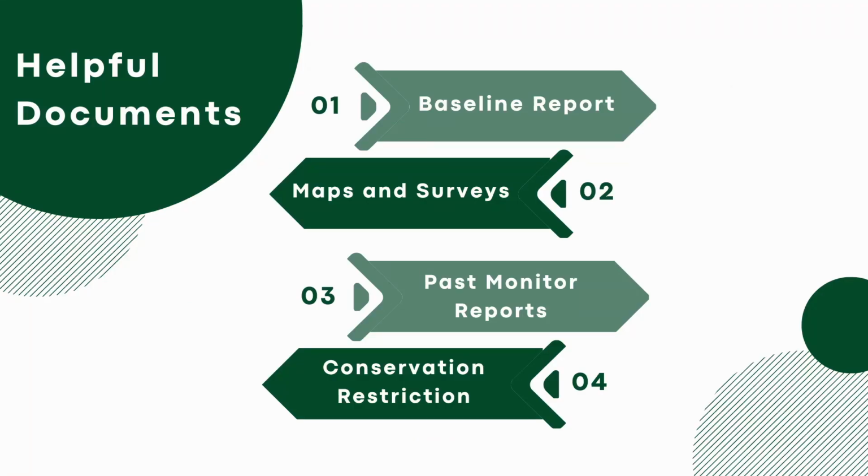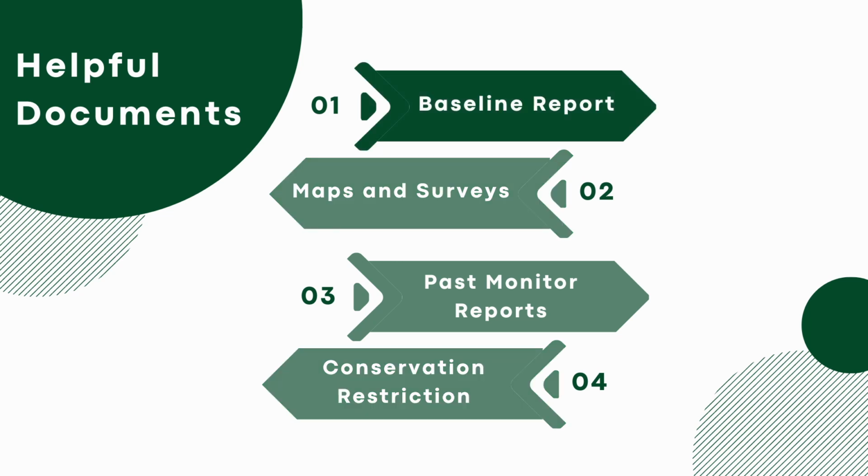Let's take a closer look at the property documents. You'll want to familiarize yourself with several of these documents before your field visit to help you in your monitoring. The baseline report, survey plan or maps, past monitoring reports, and the conservation restriction will all help you in your monitoring. The baseline report will tell you the condition of the property at the time it was protected and is helpful for noticing changes to the property during your monitoring visit.